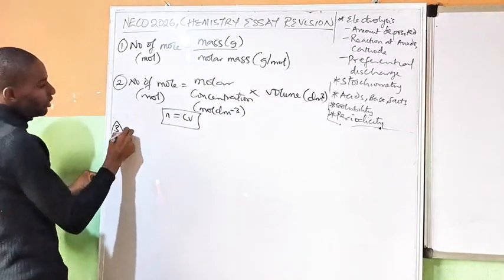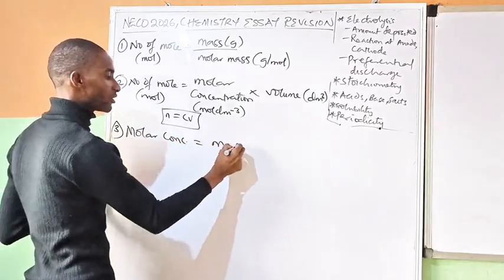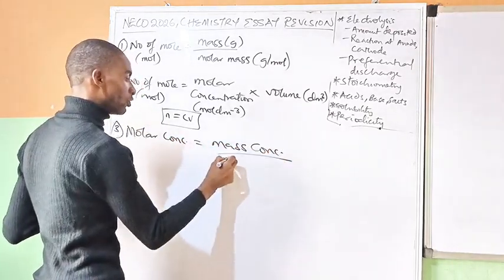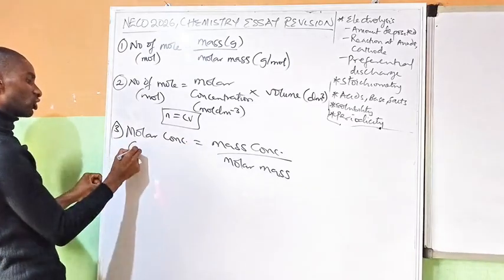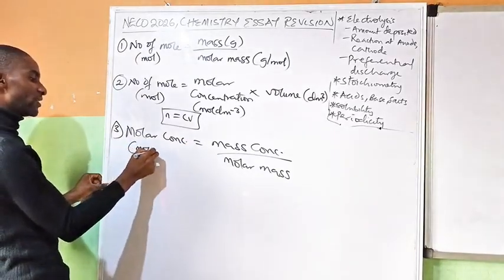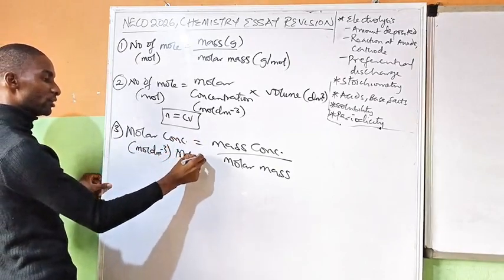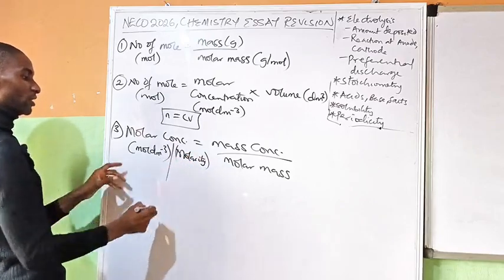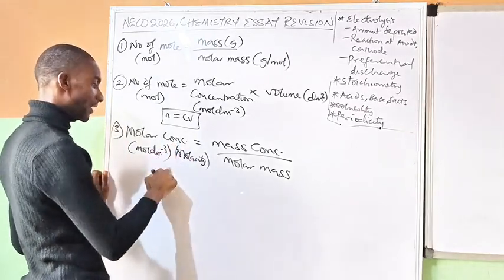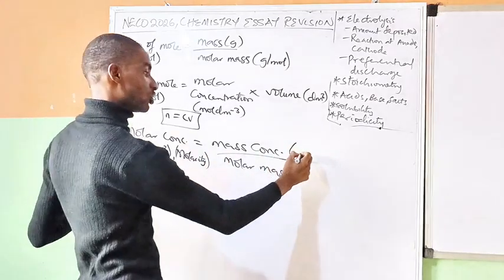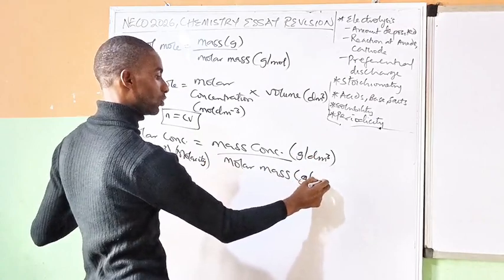Number 3, molar concentration is equals to mass concentration over molar mass. The SI unit for molar concentration is concentration in mole per dm cube, or you can call it molarity. Either of the 2 is correct. Then your mass concentration is in gram per dm cube. Your molar mass is gram per mole.